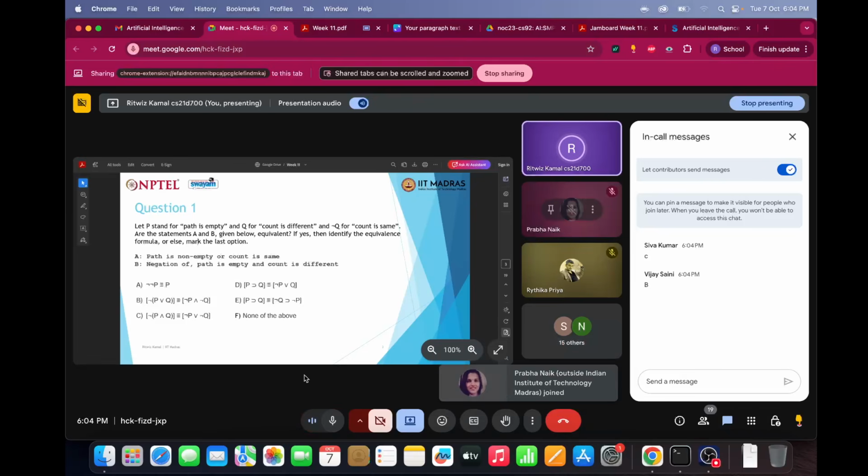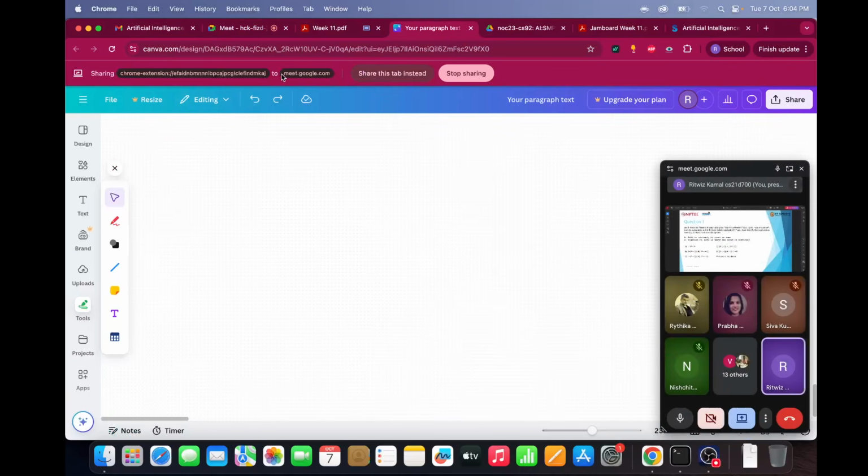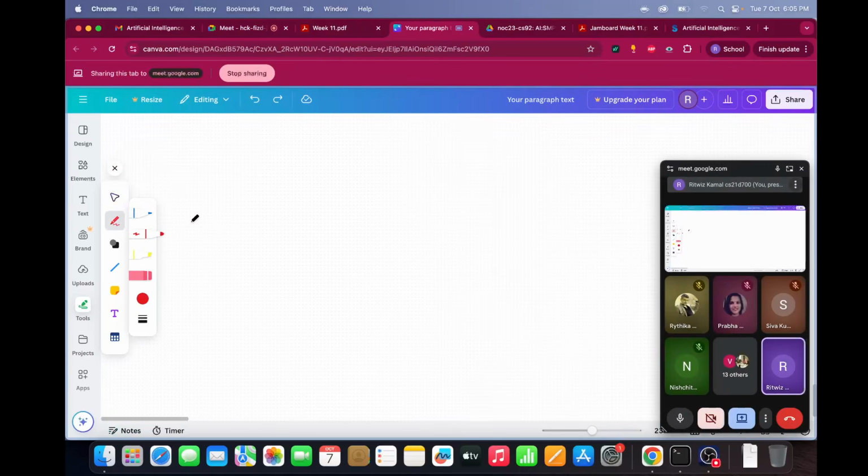So we have a couple of answers in the chat box. Let's solve it and let's try to see which of them is the correct option. Okay, so let's write down whatever is given to us. We are given that P stands for path is empty, and Q stands for count is different.